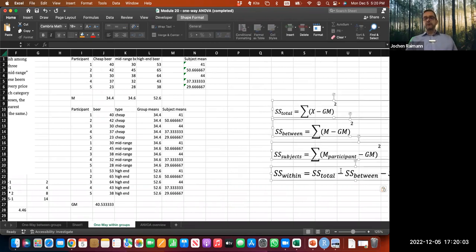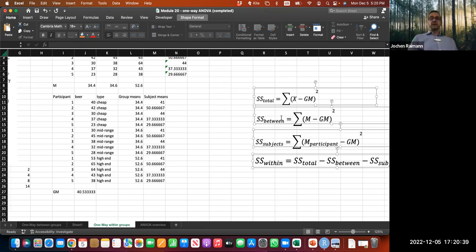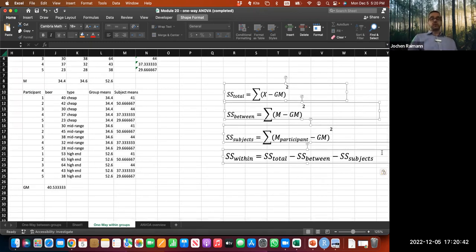But these are basically our calculations. So once again, we need x minus gm squared, which gives us the sum of squares total. The sum of squares between is the m minus gm squared, summed, which gives us the sum of squares for the between group variability. Then we have sum of squares subject. This is what I did here. So that's the m, and this will be subtracted from the gm squared. Gets us this as the sum of squares subject. And the sum of squares within is now the arithmetic result of the sum of squares total minus the sum of squares between minus the sum of squares subject.